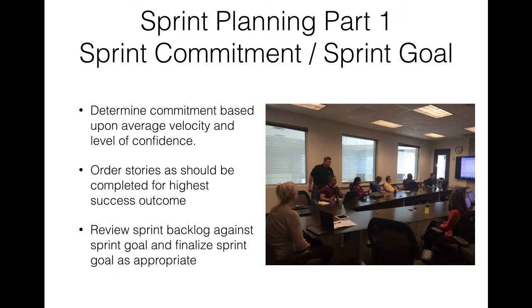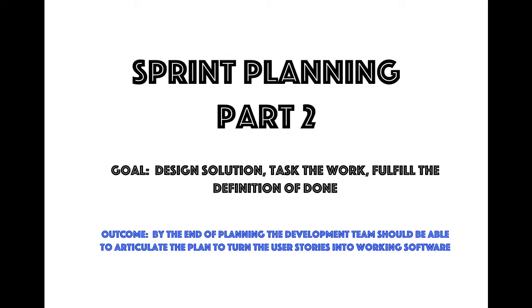Remember, the team owns the sprint backlog, therefore the team owns the priority order in which they work on the sprint backlog. The agreement with the product owner is what they commit to they will deliver by the end of the sprint. Part 2 of sprint planning is different.